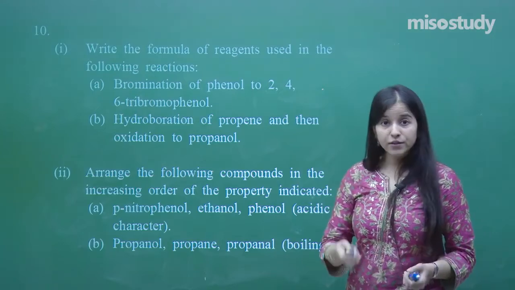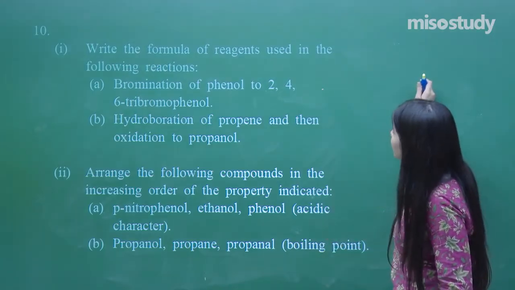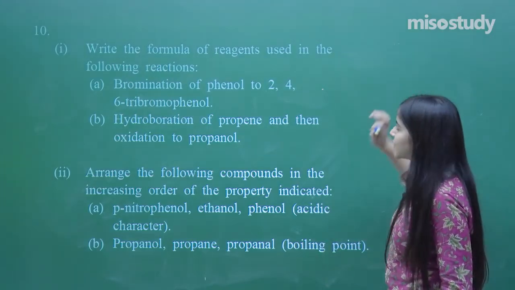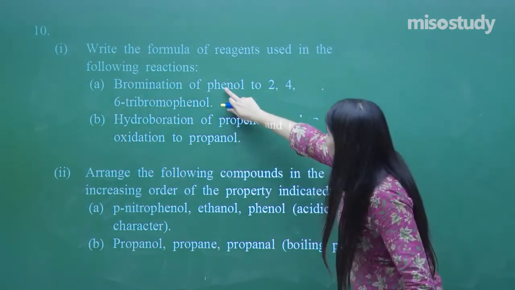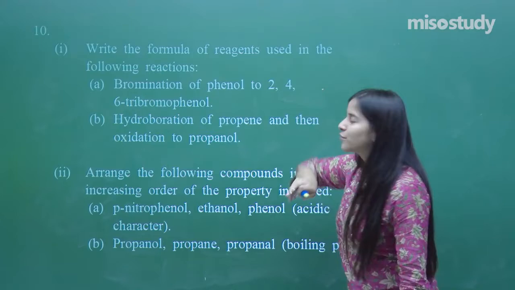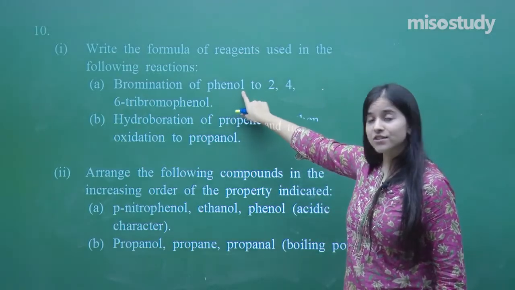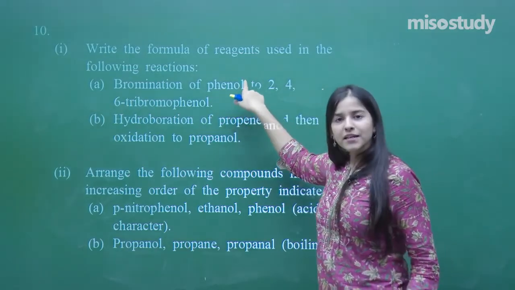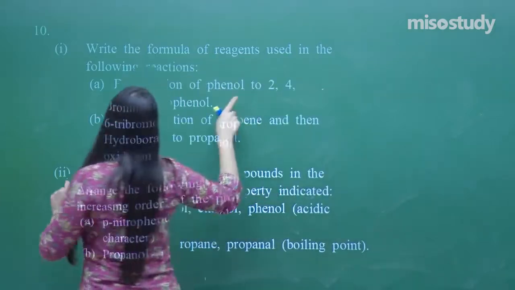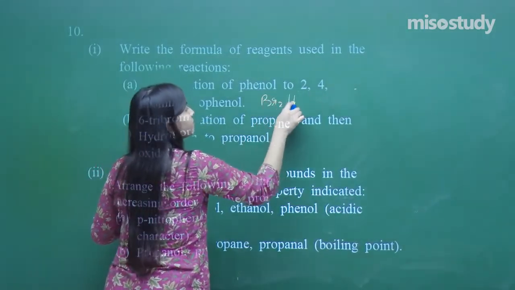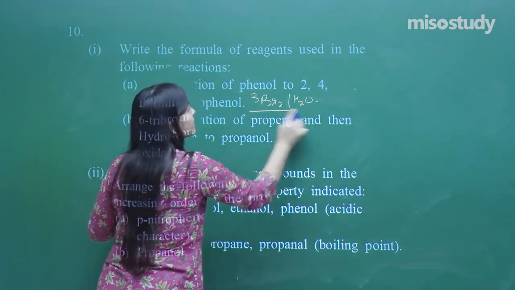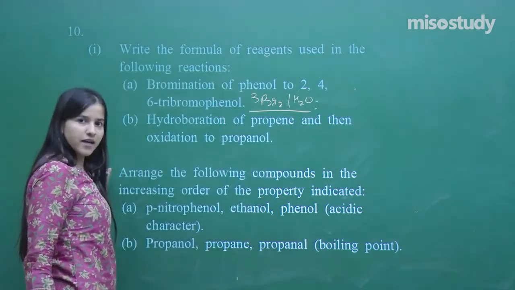Now, the 10th question, again the 5-mark question. Write the formula of the reagents used in the following reactions. Simply the formula I need to write down. Bromination of phenol to 2,4,6-tribromophenol. You have already done this reaction earlier. It's the simple bromination. We obtained a white precipitate. So, what is the reagent? Simple bromine water, and that too thrice of it, right?